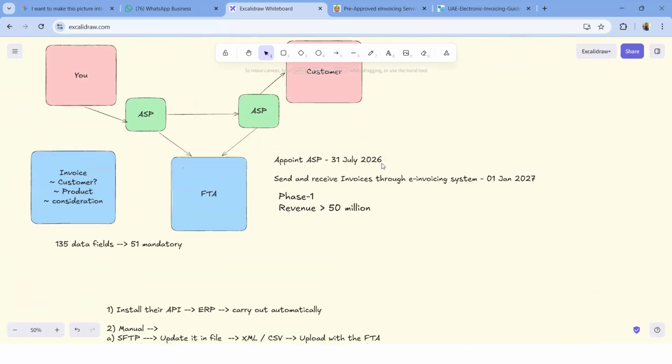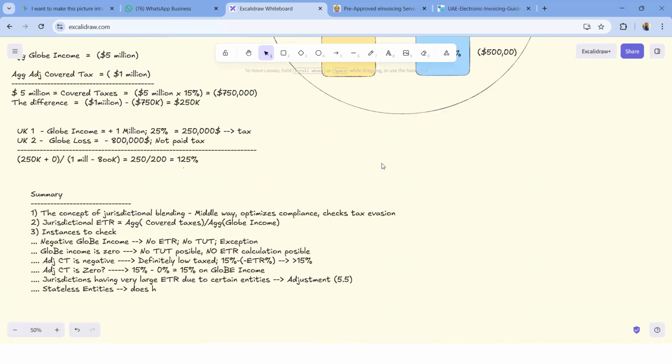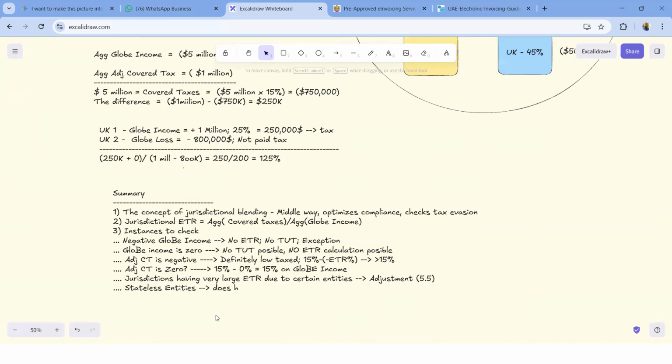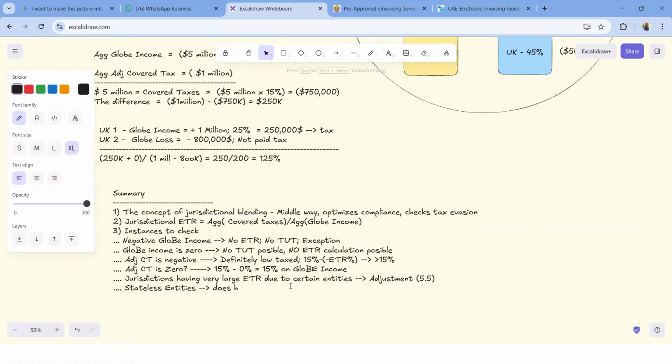Anyways, then stateless PEs. What is it about stateless PEs? Stateless PEs are not applicable to jurisdictional blending. Calculate ETR separately. Okay.